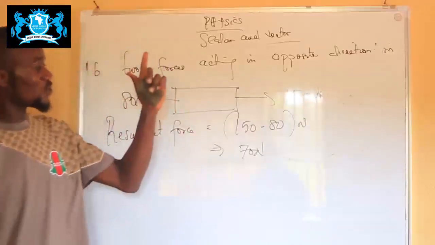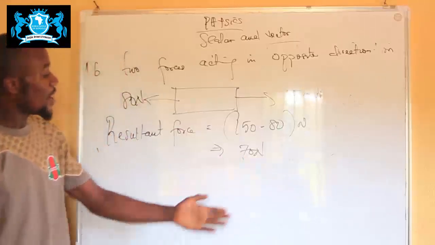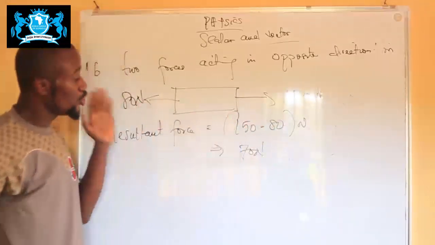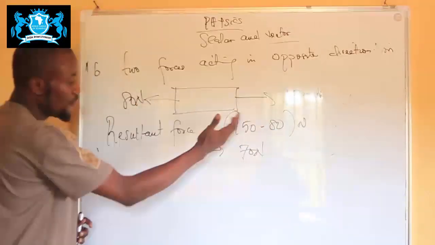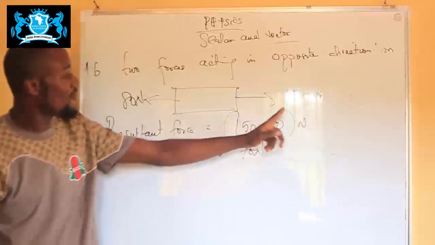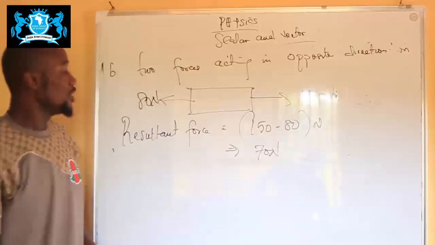So you can remember the first one we did. When they are facing the same direction, you sum up the two forces. When they are facing opposite direction, you subtract the two forces. In this case, when you have 150 and 80 and you subtract, you'll have 70 Newton.